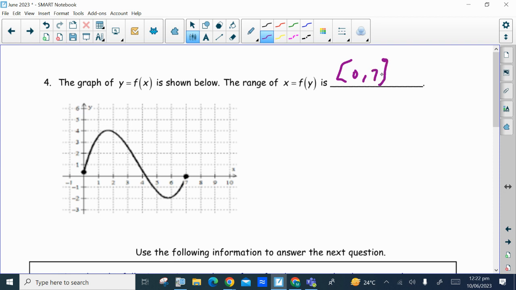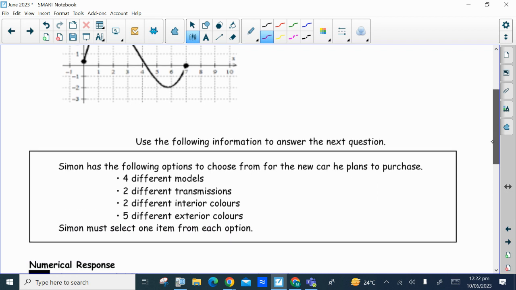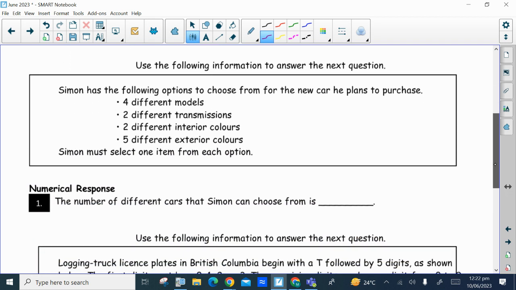So there's no work to show for that. To get the inverse, you switch x and y around. So the domain and ranges are also switched around. The range of the inverse will equal the domain of the original function and vice versa. Use that information for the next question.